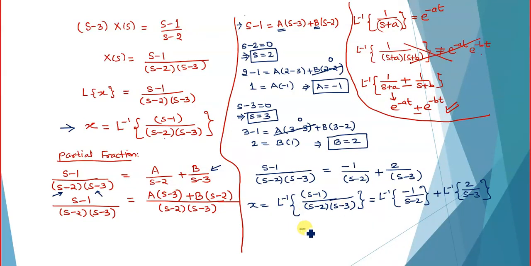So this will give you, for the first term, minus e to the power 2t, plus, 2 being a constant, for the second term 2 e to the power 3t. So this is the solution of the differential equation.